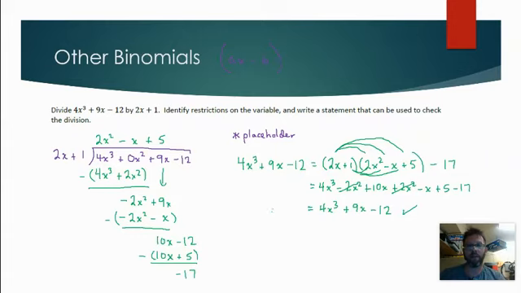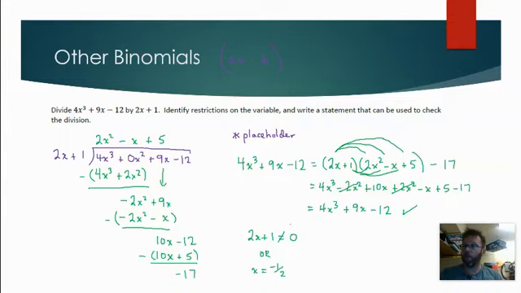In this case, we do have one restriction. The restriction here is that whatever 2x plus 1 is, it can't be 0, because then you'd be dividing by 0. What does this mean for x? If you solve for x in this little inequality here, moving the 1 over and dividing by 2, x can't be negative 1/2 or negative 0.5. That would be the restriction on the variable in this case.